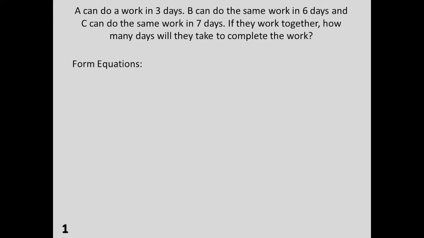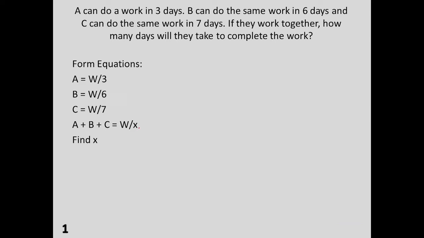The first step is to form equations. We can write equation for A's productivity as A is equal to W by 3. Similarly for B and C. Now if A, B and C work together, their productivity adds up. So we can write it like A plus B plus C is equal to W by X. We need to find X, number of days.